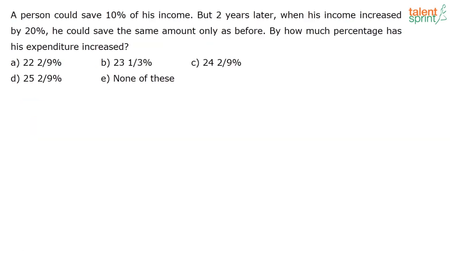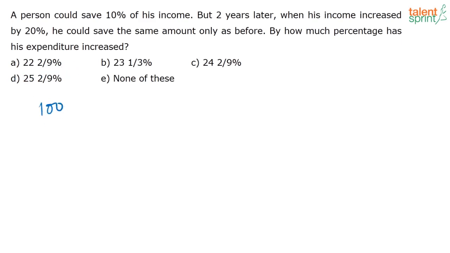A person could save 10% of his income, but 2 years later, when his income increased by 20%, he could save only the same amount as before. But by how much percentage has his expenditure increased? To solve this question, either you can take values and then solve, otherwise solve without taking values also. Okay, somebody is giving me the answer as 22 2 by 9, right?